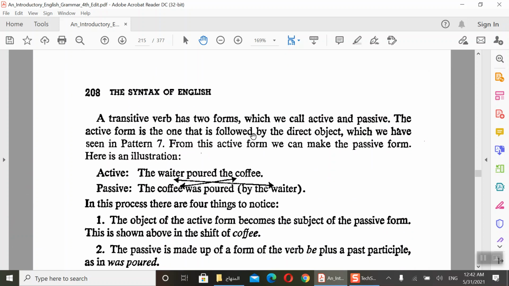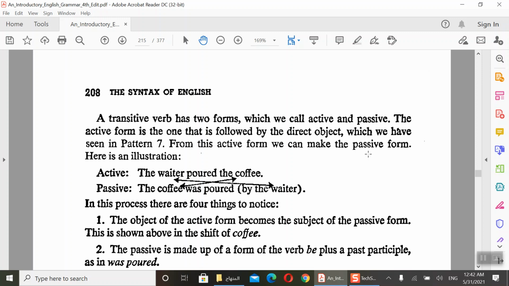Transitive verb has 2 forms, active and passive. Here we have active and passive voice. Here in details, if you want to read it, you can read it for information. We have studied this in the first stage.